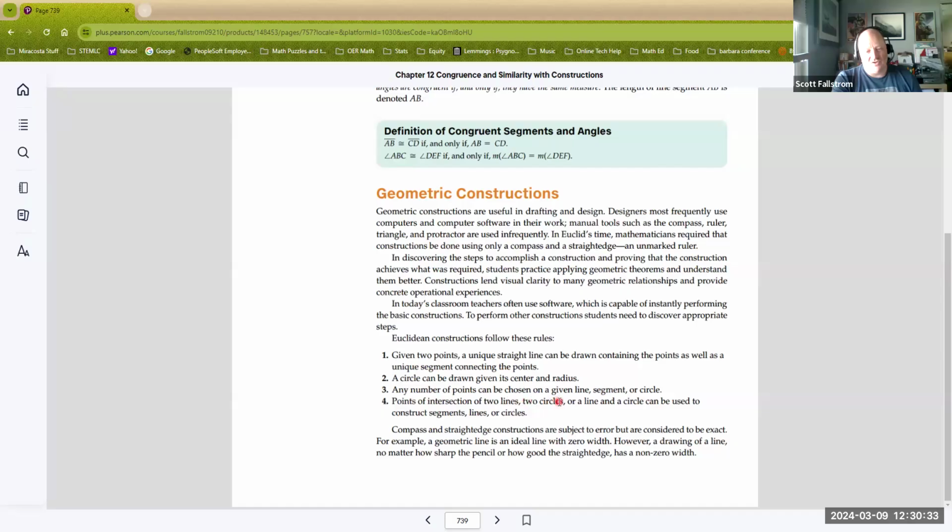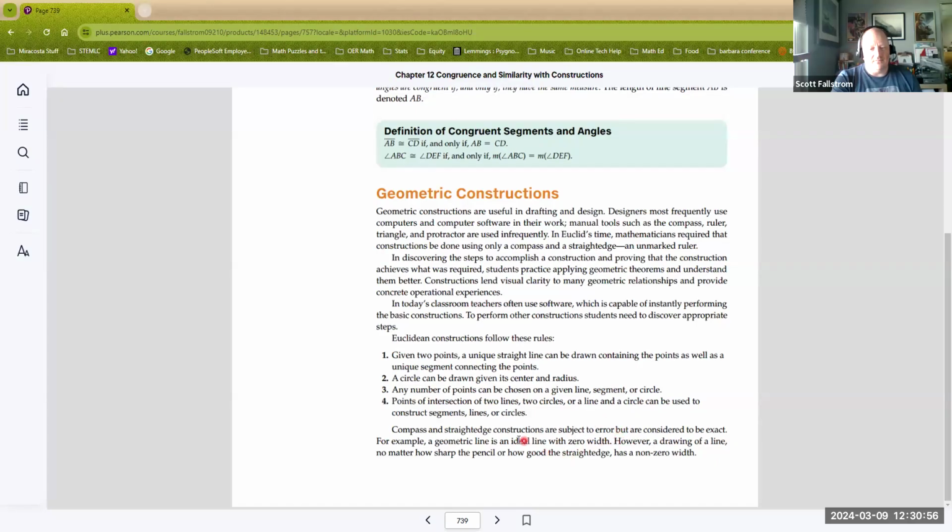Any number of points can be chosen on a line, a segment, or a circle, any number. Points of intersection, that's how we create more points, is we intersect lines, circles, or a line and a circle. And once you find those points, you can use those to create segments, lines, or additional circles.